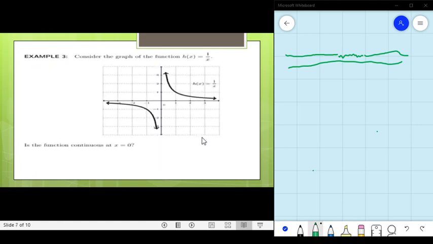Let's proceed. Okay, what about the graph of the function h of x equals 1 over x? Is the function continuous at x equals 0?